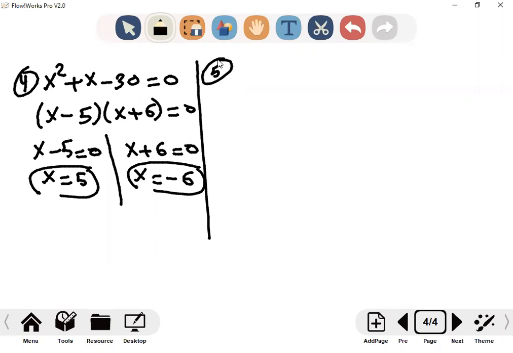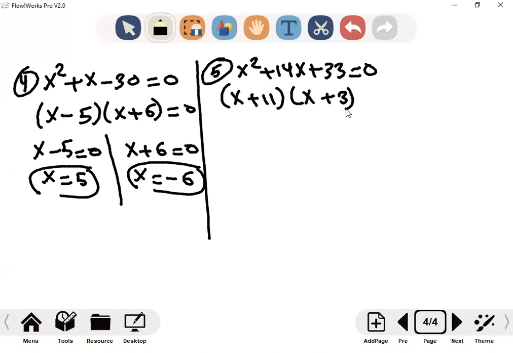Question 5. X power 2 plus 14x plus 33 equals 0. 11 and 3, right? 11 and 3. 11 times 3, 33. 11 plus 3, 14. So x plus 11, x plus 3 equals 0. X equals minus 11, x equals minus 3.